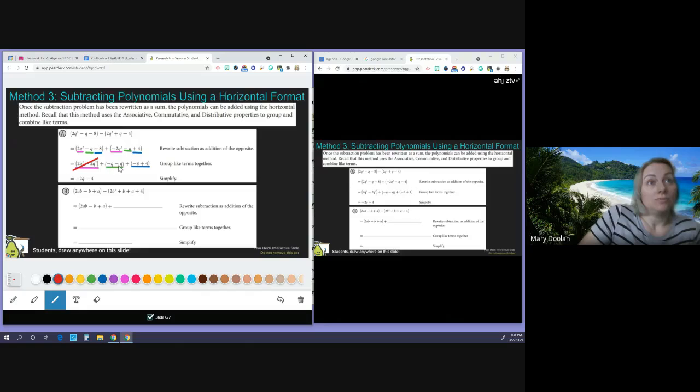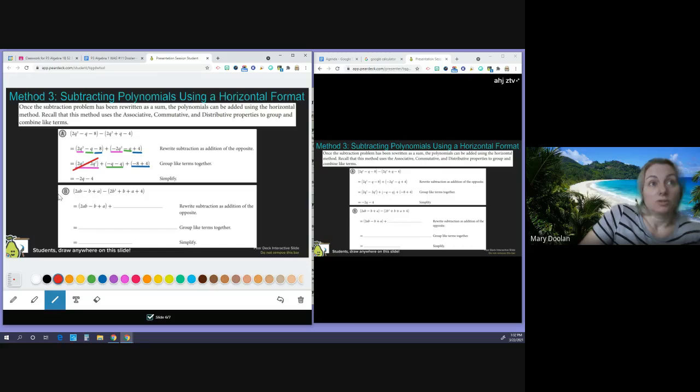Negative q minus q. Negative q plus negative q. This is not nothing. This is actually negative 2q. Negative 8 plus 4. When you add opposite signed integers, you actually subtract to keep the sign of the bigger absolute value. So it's negative 4. And that's your final answer.